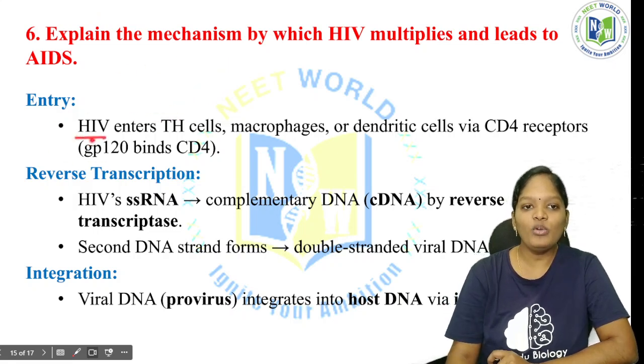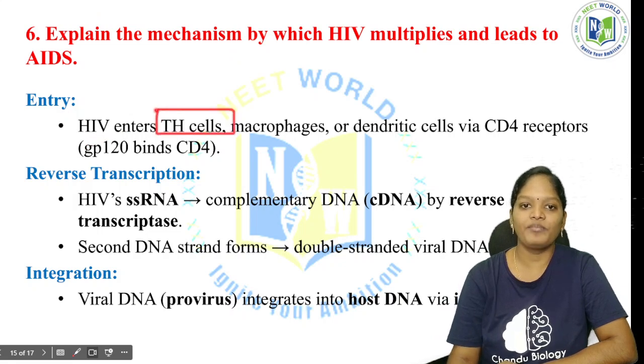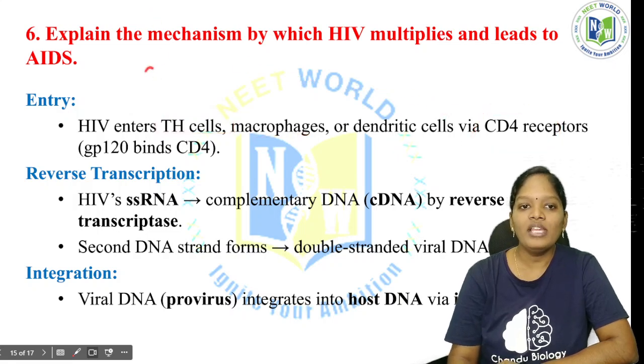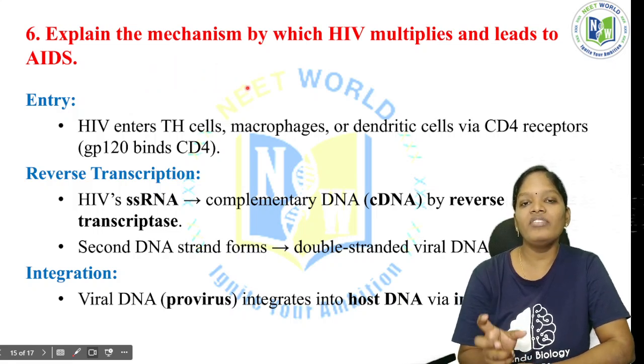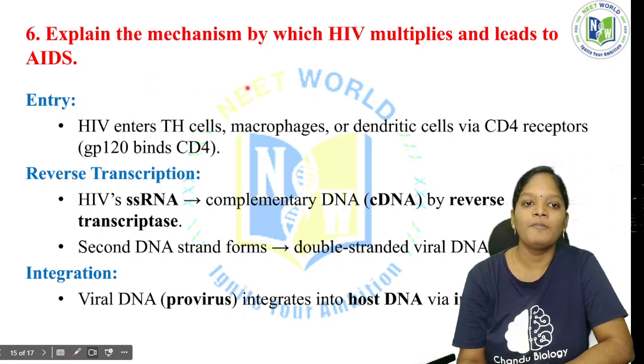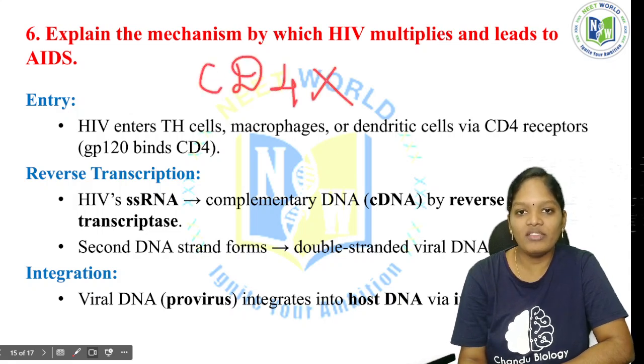The HIV, human immunodeficiency virus, enters into the T helper cells, macrophages or dendritic cells via the CD4 receptors. So we have studied before, the CD4 marker is very important for the T helper cell. Then only they can identify whether this is an antigen or this is our own cell, with the help of the major histocompatibility complex.